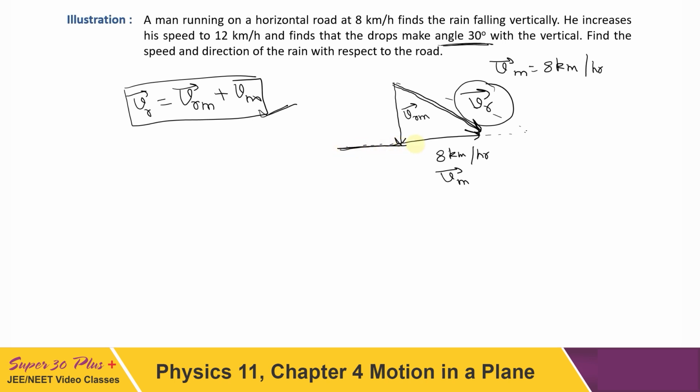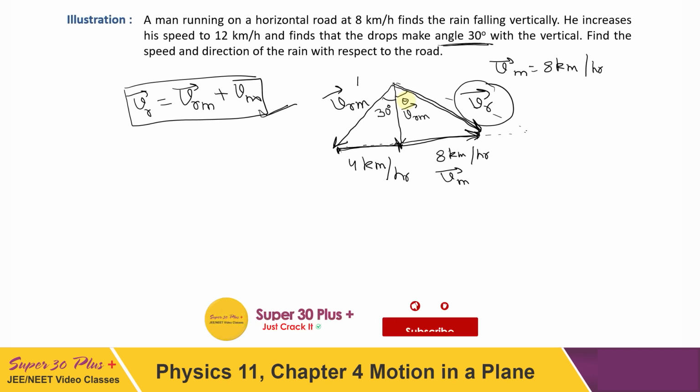Now this whole is the velocity of man. This time the value is 12 km/h. Now up to here it was 8 km/h, so this can be represented as 4 km/h. This time the velocity of rain with respect to man, this also is a relative velocity, let us denote by VRM dashed, and it is making an angle of 30 degrees with the vertical. So this angle is 30 degrees. Now we have to calculate the speed and direction of rain with respect to the road. Okay, let us consider this as angle theta. So we have to get the magnitude and direction of VR.